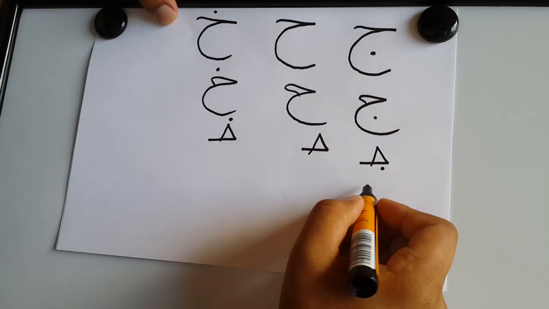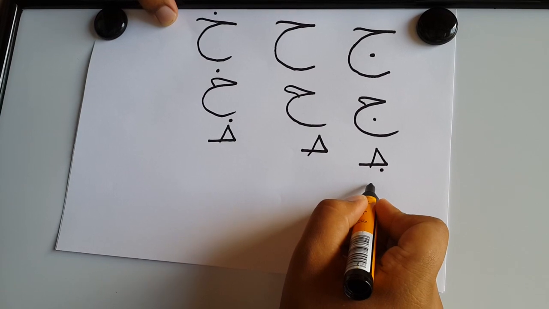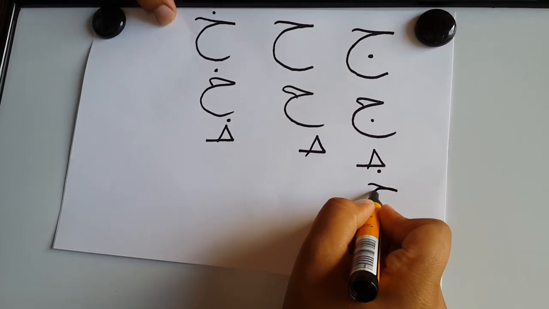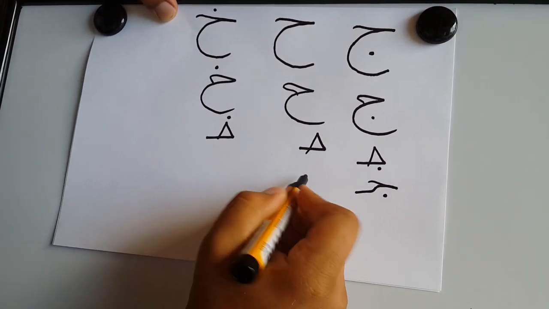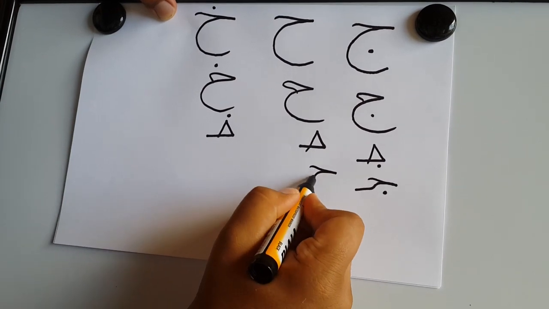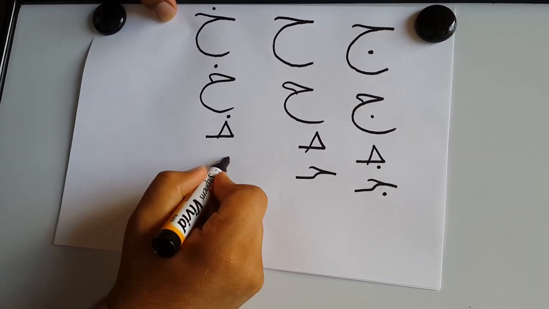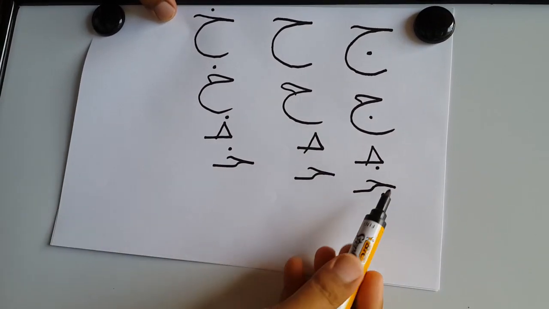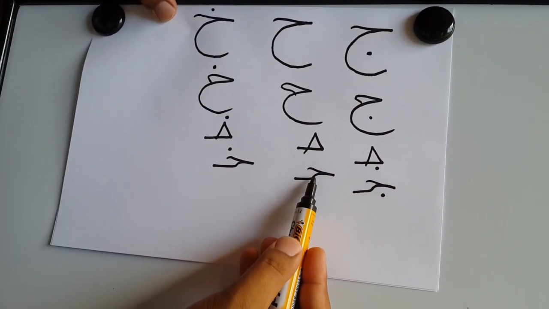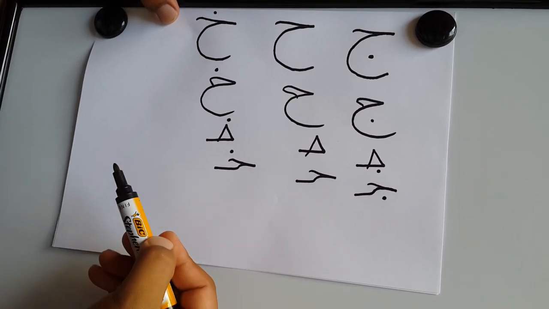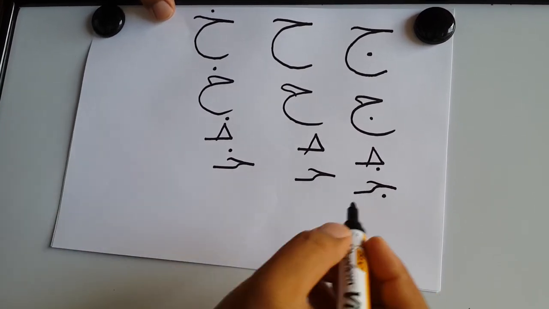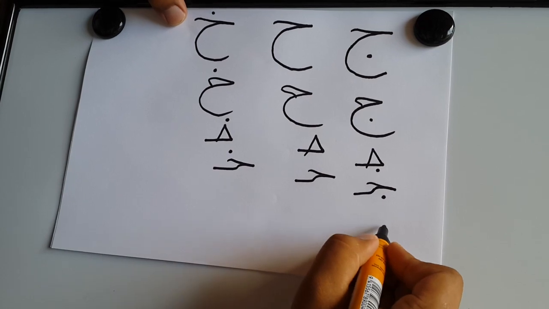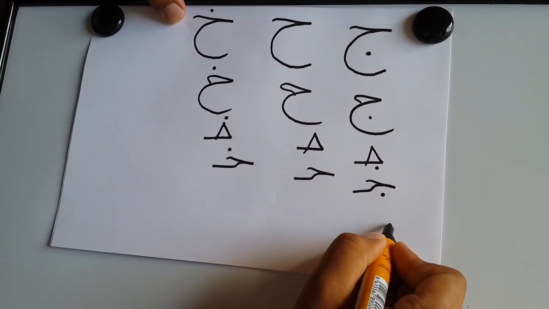Okay, the regular shape. Jim, Ha, Kha. Jim, Ha, Kha. Okay. Now the medial position.